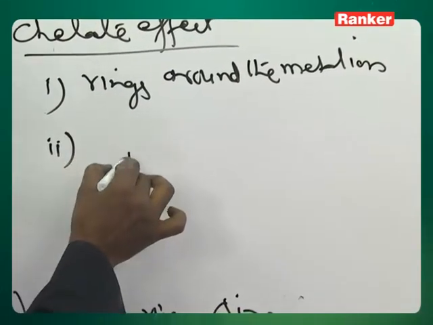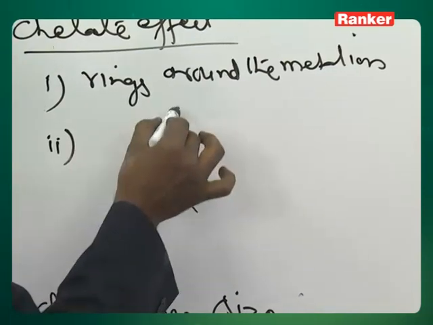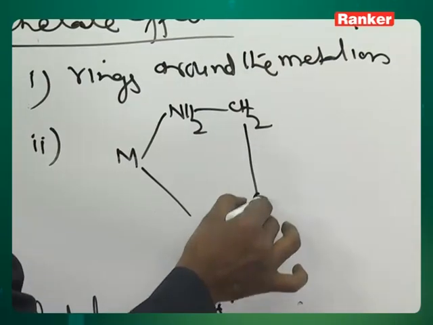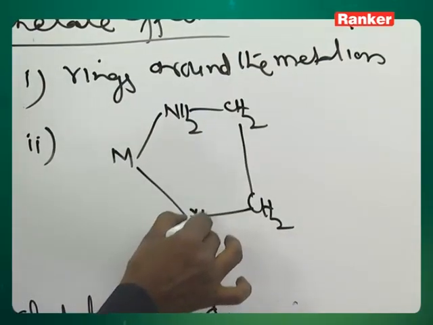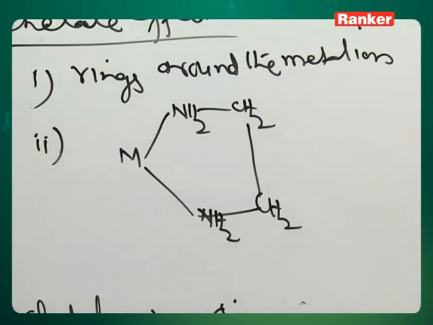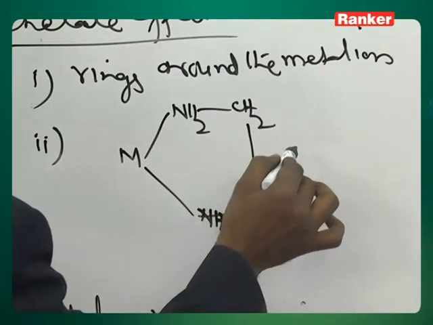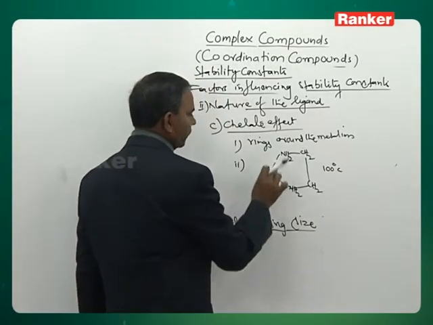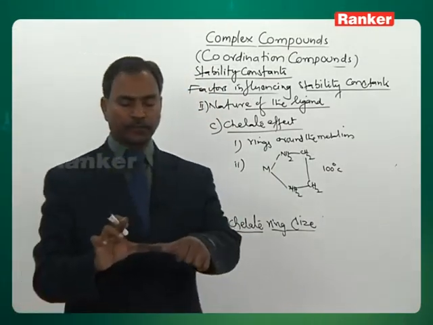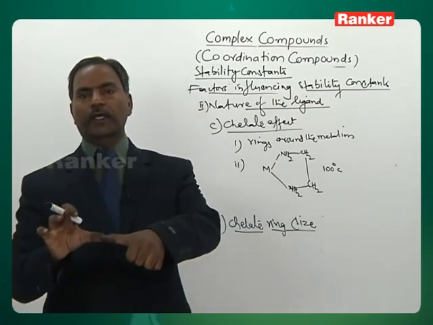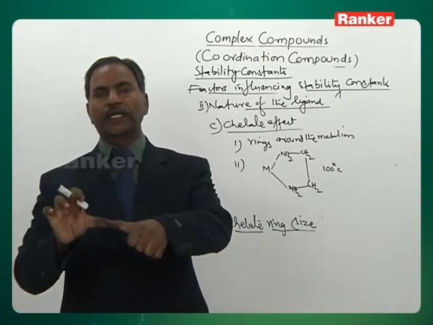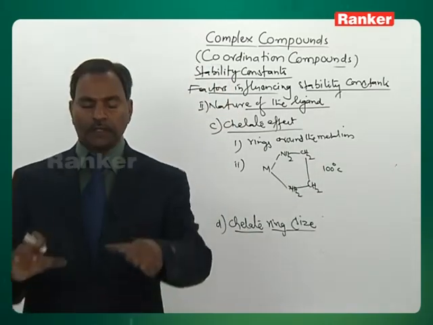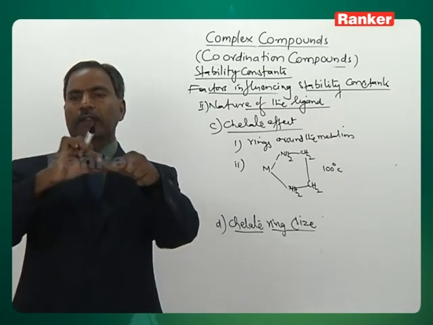Second one, metal to ligand, all the bonds may not be broken simultaneously. Now, suppose this particular complex you are heating to 100 degrees centigrade. For example, one of the bonds is breaking, with the other bond still intact. So out of two bonds, one bond is breaking, the other bond is intact. Suppose you are lowering the temperature from 100 degrees to 50 degrees. Then the broken bond will reform and we are getting the complex.